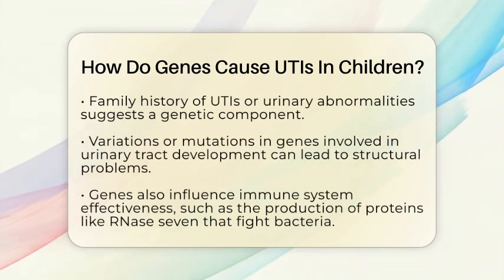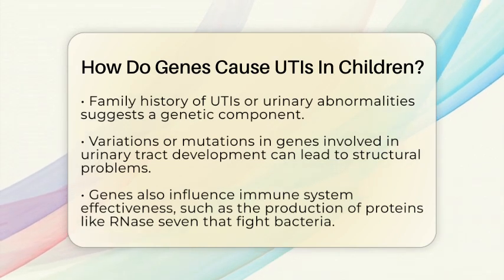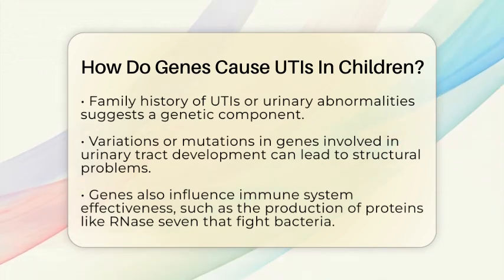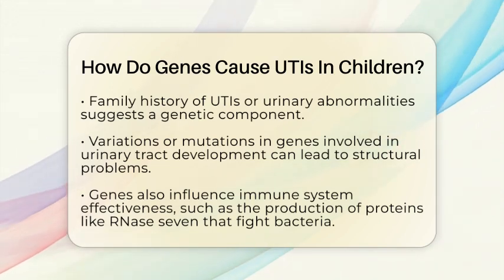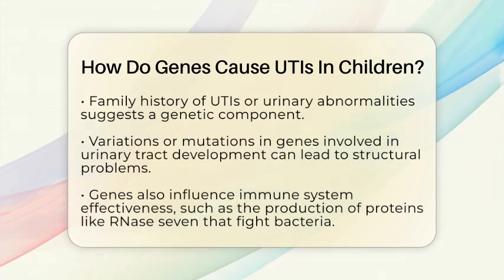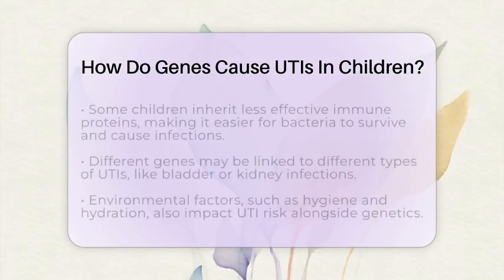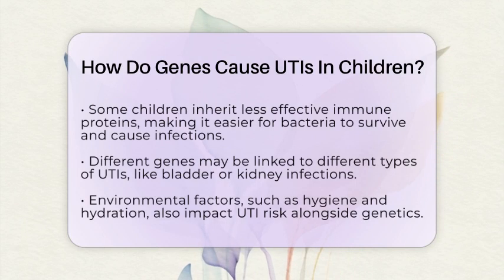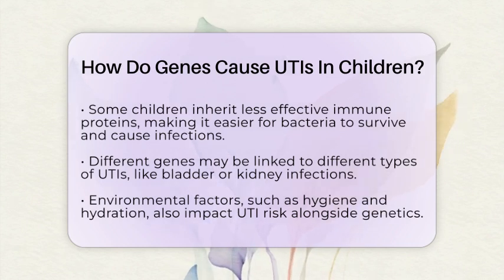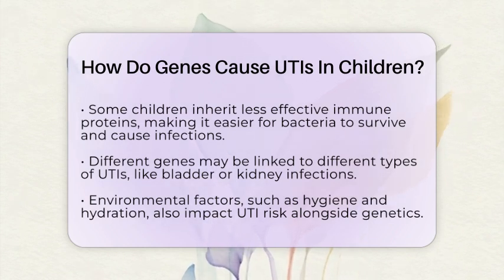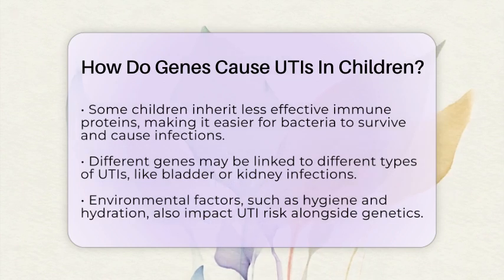Besides structural factors, genetic differences also affect how well a child's immune system can fight off bacteria. Our immune system has special proteins that help kill bacteria, like RNase 7. Some children inherit versions of the gene for RNase 7 that produce less effective forms of this protein. When these proteins don't work as well, bacteria can survive longer in the urinary tract, increasing the chance of infection. Other immune-related genes can also have variations that make the immune response weaker, which means bacteria are less likely to be cleared out quickly.